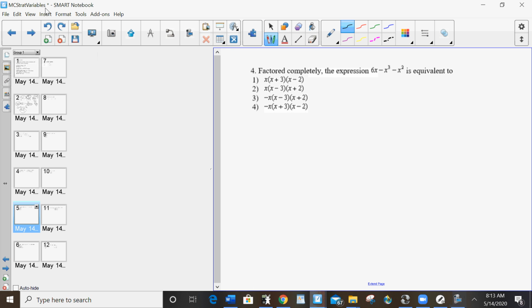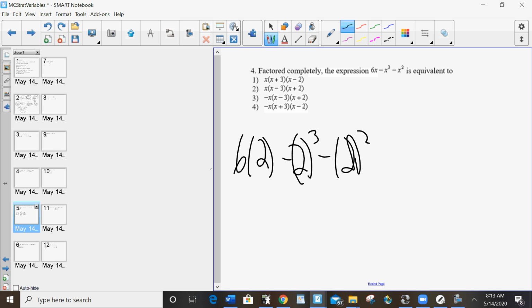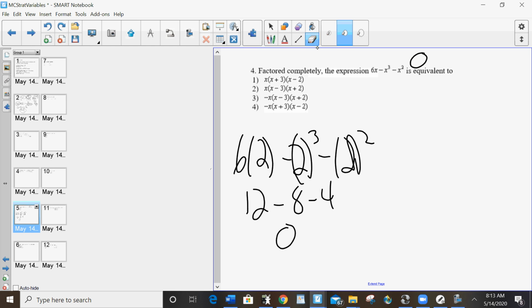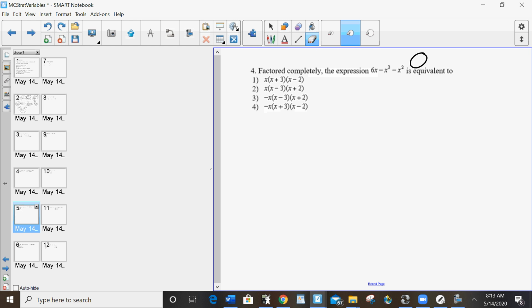Alright, I was having some technical difficulties. We should be okay now. So let me just do this again. So 6 times 2 minus 2 cubed minus 2 squared is 12 minus 8 minus 4, which is 0. So whichever one of these is 0 will be the answer. Keep in mind, it says factor completely, so I might need to go through all of them.